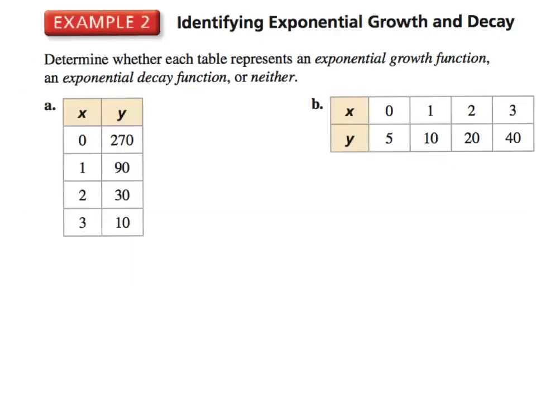So now, if we have exponential growth, the value inside the parenthesis, which is the growth factor, has to be greater than 1. If it's exponential decay, the value inside the parenthesis is going to be less than 1. So example number 2, we're going to identify if it's exponential growth or exponential decay. So, pretty easy. We're going to start with our first solution.